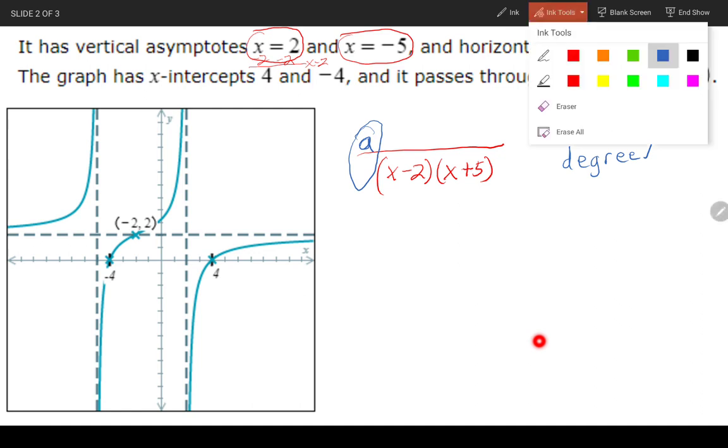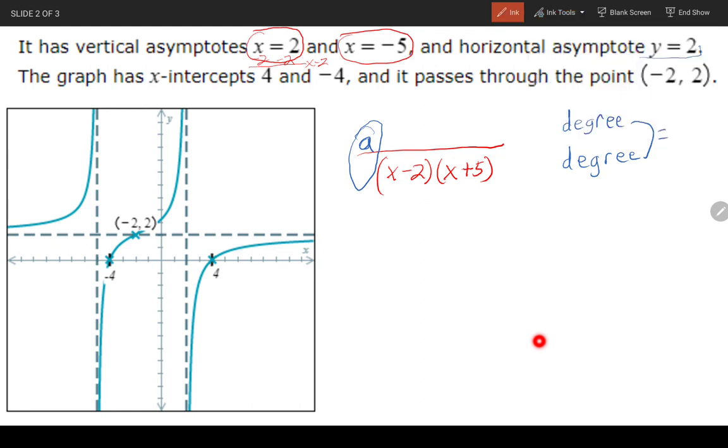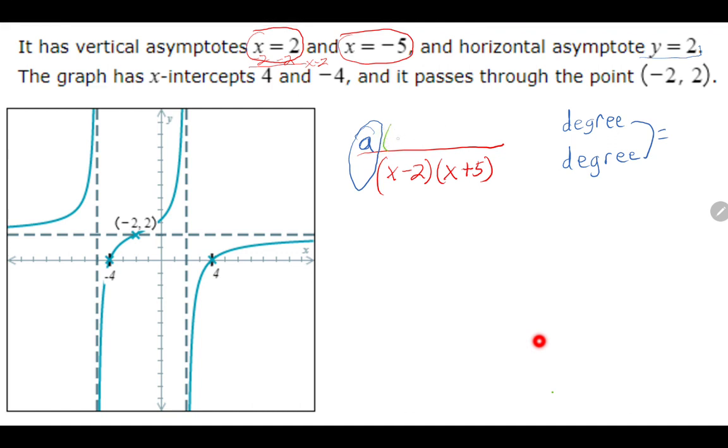Now, I also know that this has x-intercepts. Well, the x-intercepts occur when I set this whole thing equal to 0, which means they have to be in the numerator. So that would be x minus 4 and x plus 4. And I get that right here. Again, those are my x-intercepts.